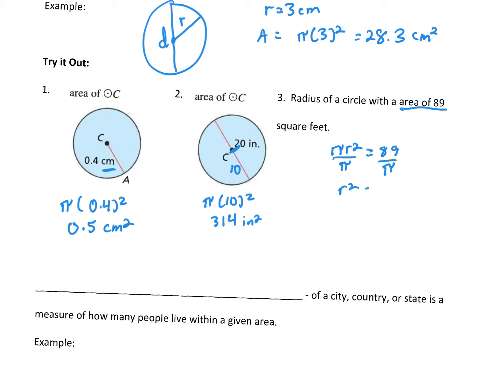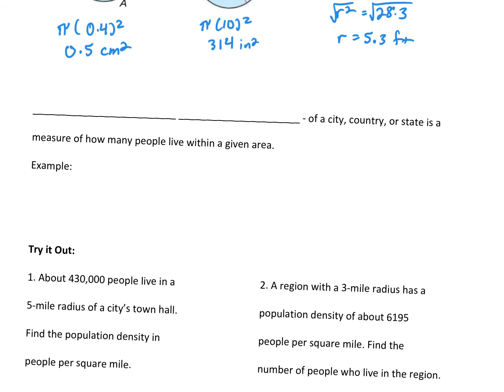r squared is then 89 divided by pi, which is 28.3. We want to take the square root of that. So the radius is about 5.3 feet because it's square feet. Our unit is feet.